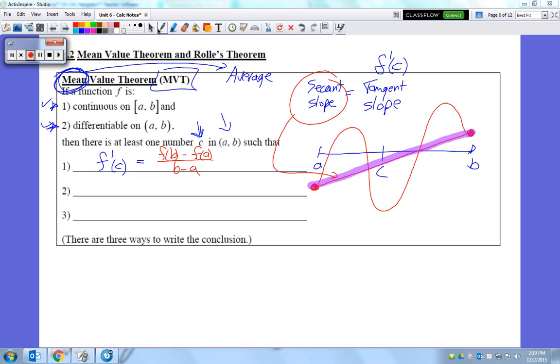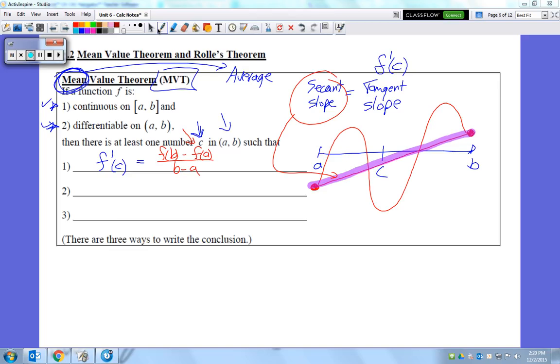And we're going to put it over b minus a. F of b is y2. F of a is y1. And b is x2 and a is x1. Do you understand? I have endpoints that, when I let's put a as 2, if I put 2 into the function, I'm going to get a y value at 2. That y value would be f of a. So y2 minus y1 over x2 minus x1.